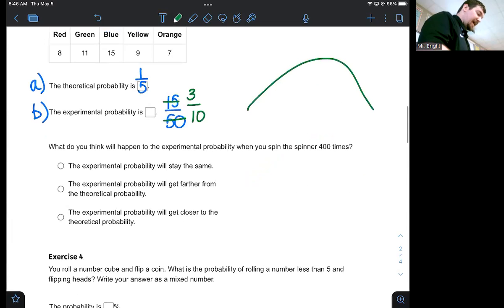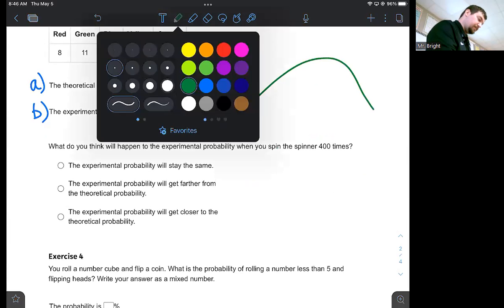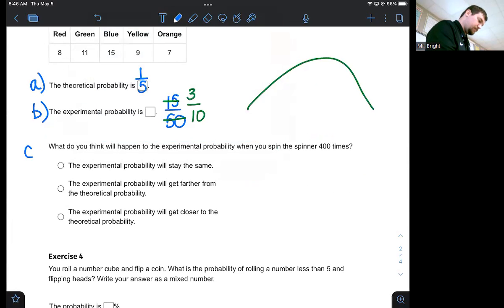So that actually answers part C of this question. What do you think would happen to the experimental probability when you spin the spinner 400 times? That's a lot more times. Would it stay the same, 3/10? Would it get farther away from the theoretical probability, or would it get closer to the theoretical probability? Anna? Closer to. That is exactly right. I guess we can just put closer. Okay. That's exactly what we just said with the dice.